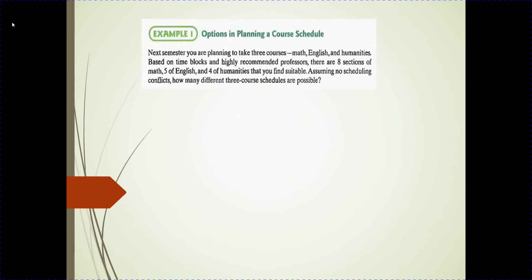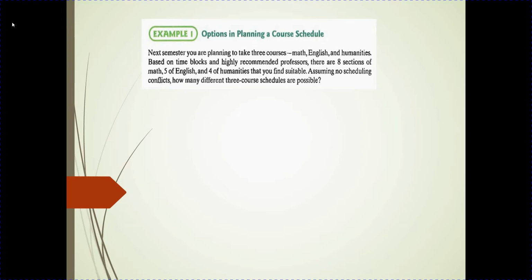Example 1. Options in planning a course schedule. Next semester, you are planning to take three courses: Math, English, and Humanities. Based on time blocks and highly recommended professors, there are 8 sections of Math, 5 of English, and 4 of Humanities that you find suitable. Assuming no scheduling conflict, how many different three-course schedules are possible? So here you are asked to find the number of ways that you can register for the courses.